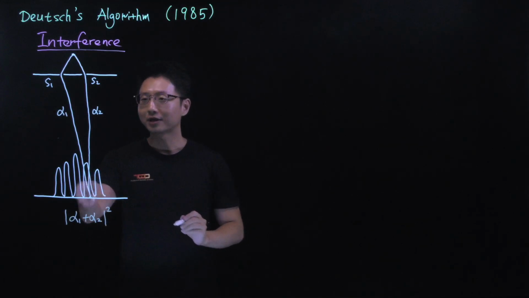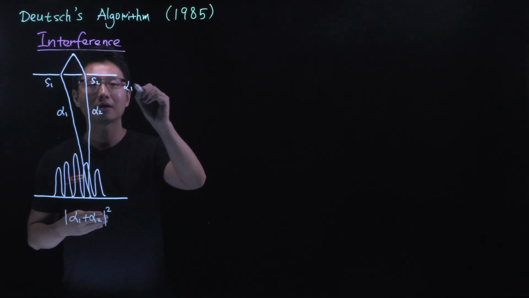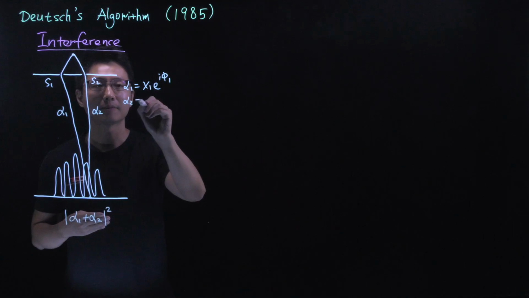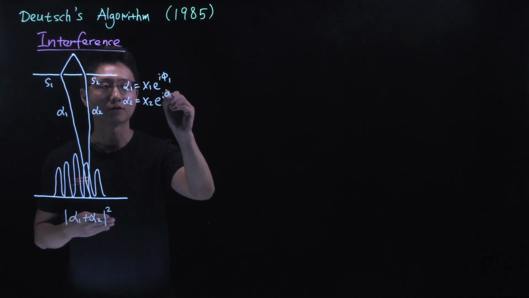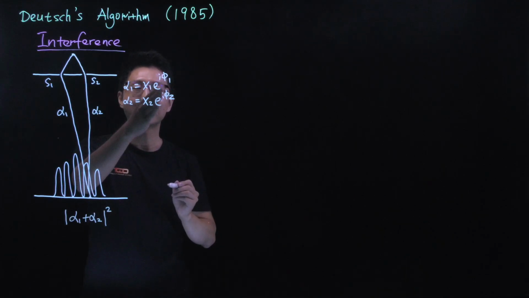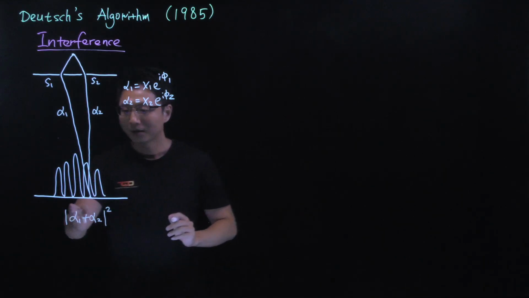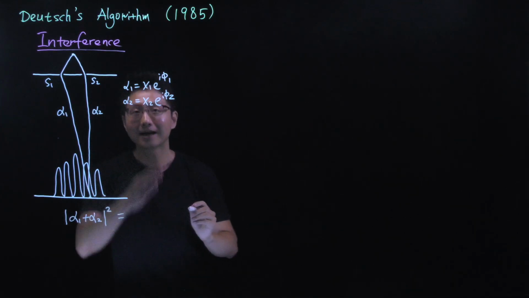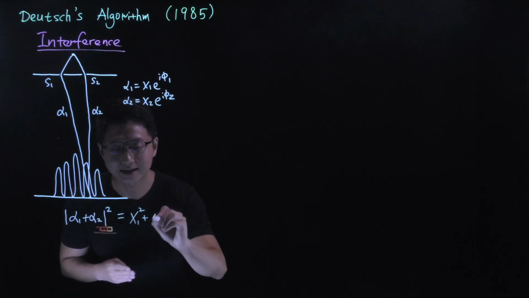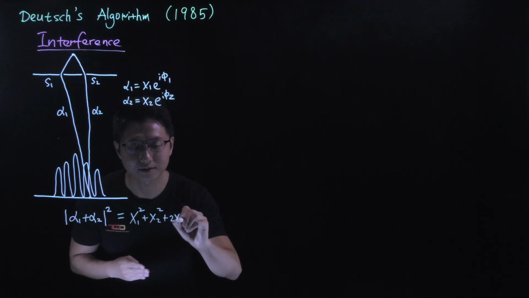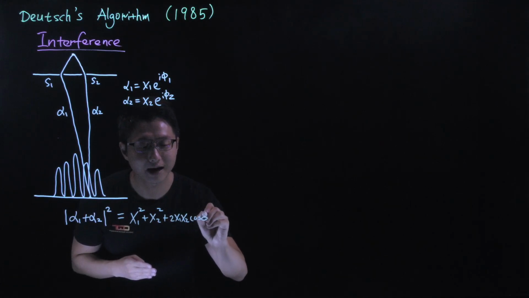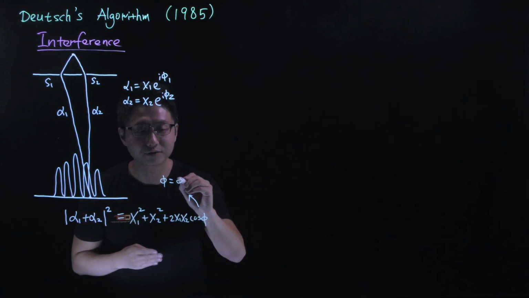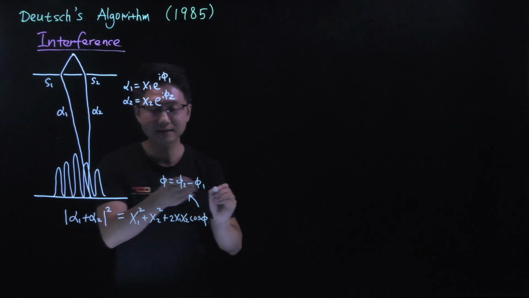Remembering that alpha 1 and alpha 2 are complex numbers, alpha 1 could be written as x1 e to the power of i phi 1, and alpha 2 could be written as x2 e to the power of i phi 2. So here x1, x2, phi 1, phi 2 are all real numbers. Working this expression out, this is just a matter of high school math, and you will see you get x1 squared plus x2 squared plus twice x1 x2 cosine of phi, where phi is the difference between these two phases, phi 2 and phi 1. So this is a relative phase.